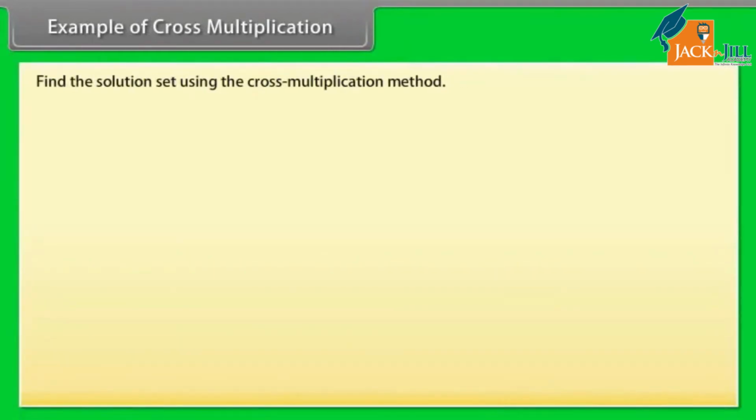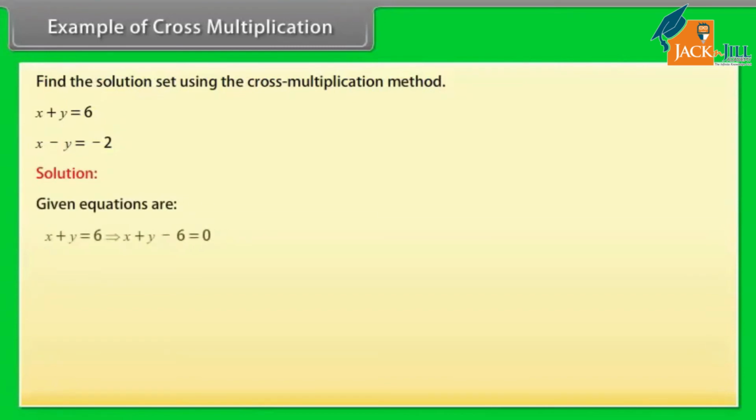Example of cross multiplication. Find the solution set using the cross multiplication method. x + y = 6, x - y = -2. Solution. Given equations are x + y = 6. It implies x + y - 6 = 0.